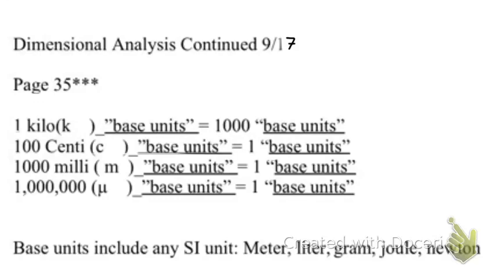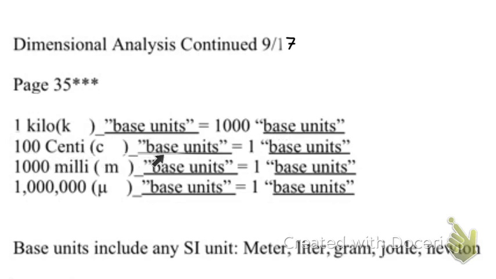Alright, so this is the dimensional analysis day 2. This is where we start talking about measuring in different SI units and converting between them. So, a base unit in SI could be a meter or a liter or a gram or a joule or a newton. So 1 kilometer, for example, because this could be any base unit, so kilometer, is equal to 1,000 regular meters.